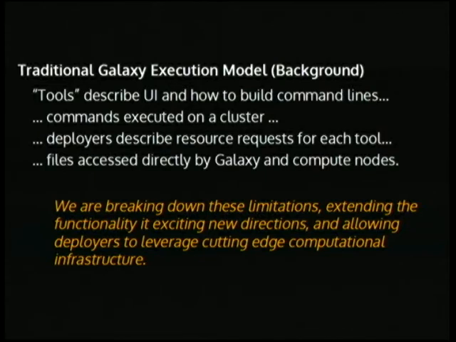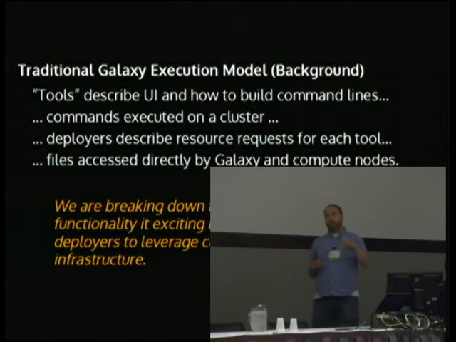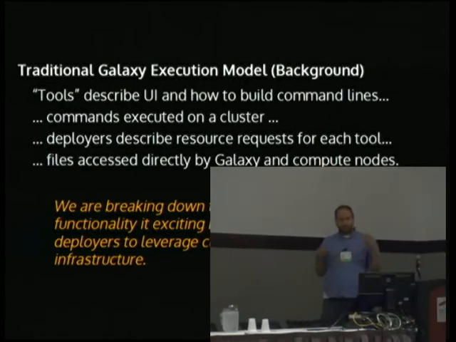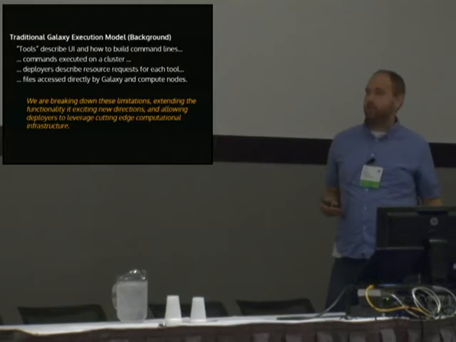So in order to talk about the things we've been doing over the last year, I'm going to talk about the traditional Galaxy execution model just as a baseline for what we've done and how we've made it a lot better. So typically, Galaxy's tool is an XML concept that describes the UI and how to build command lines for applications. These commands, Galaxy will then execute them on clusters or locally, and then the deployers of Galaxy, the system administrators who are deploying this, describe the resource requests for that cluster, so how many cores, how much memory, etc. And the files are accessed directly by Galaxy in the compute node. So we're breaking down these three limitations, and I'll talk about this and other things we're doing in this space.